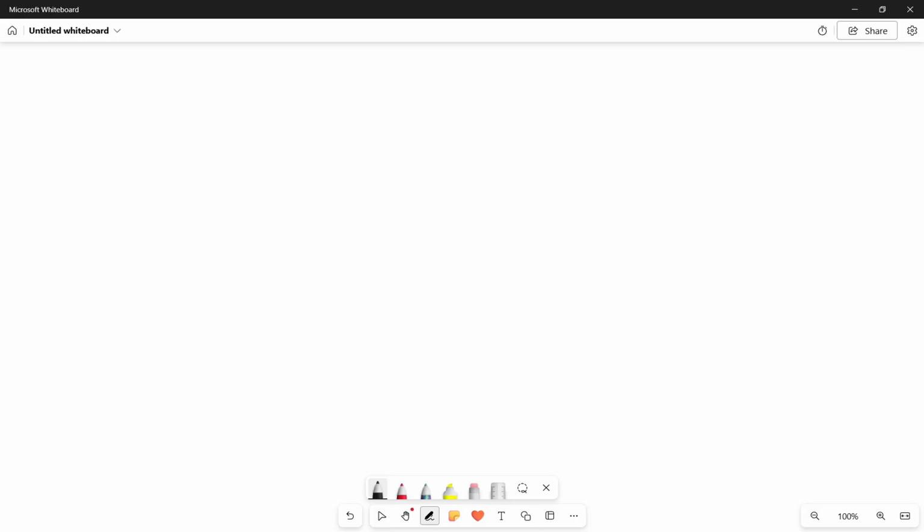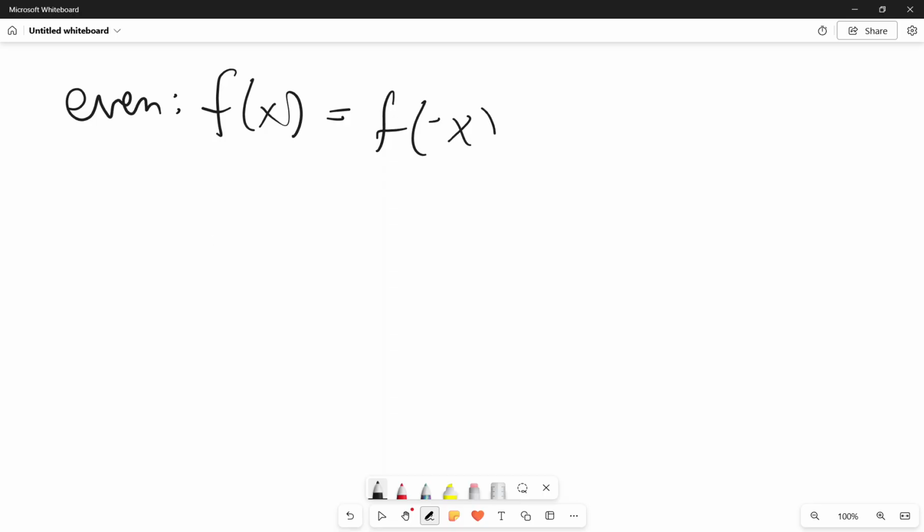Today we will be talking about odd and even functions. So first of all, what is an odd or even function? Okay, so the definition is this. If it's an even function, it's going to be f of x, let's say that was the original one, equals to f of negative x.